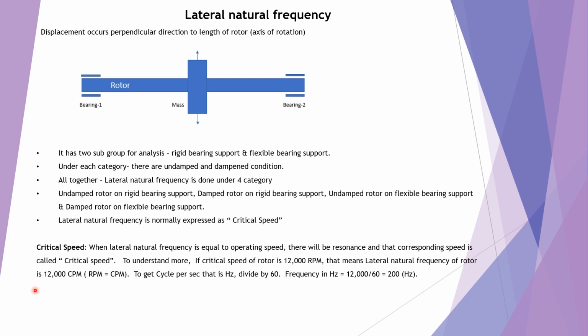To get the unit cycles per second, that is hertz, divide by 60. That means the frequency in hertz will be 12,000 divided by 60, which is 200 hertz. You can say if a rotor has a critical speed of 12,000 rpm, that means its lateral natural frequency is 200 hertz.